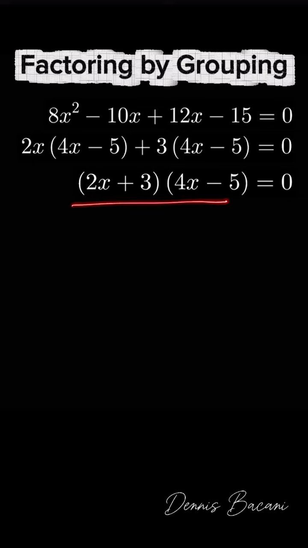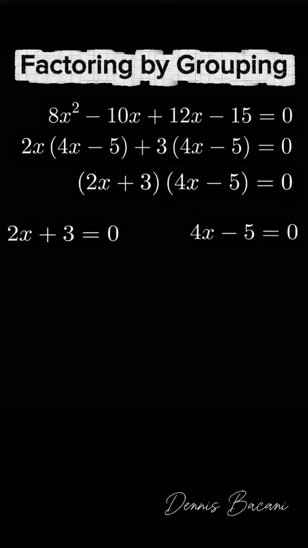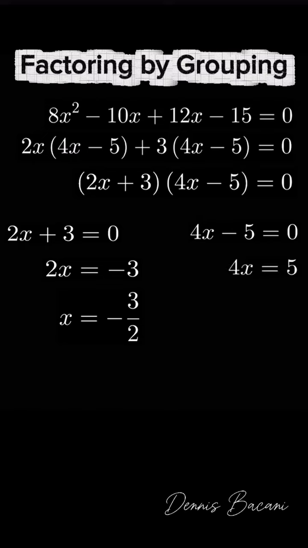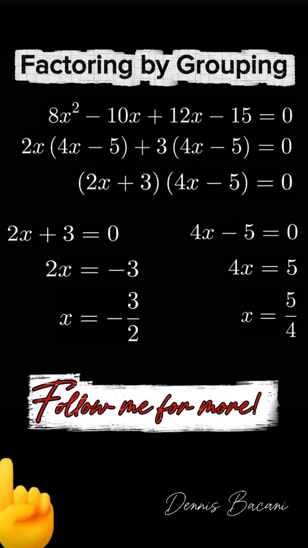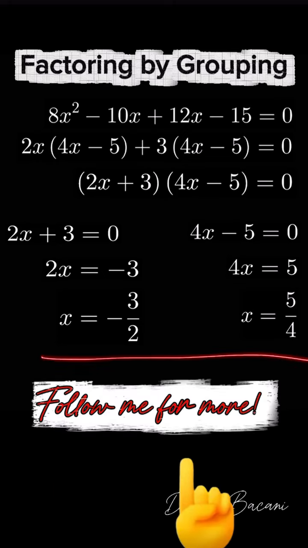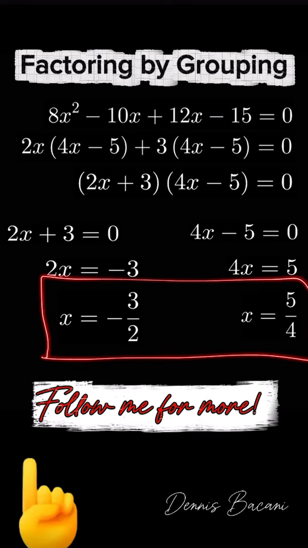So the product is equal to 0 if one of the factors is equal to 0. So this implies that either 2x plus 3 is equal to 0 or 4x minus 5 equals 0. And this first equation here will give us 2x equals negative 3. And dividing both sides by 2, we'll get x equal to negative 3 halves. And for the second equation, we'll get here 4x equals 5. Dividing both sides by 4, we'll get x equal to 5 over 4. So our equation has two real roots, and they are negative 3 halves and 5 over 4.